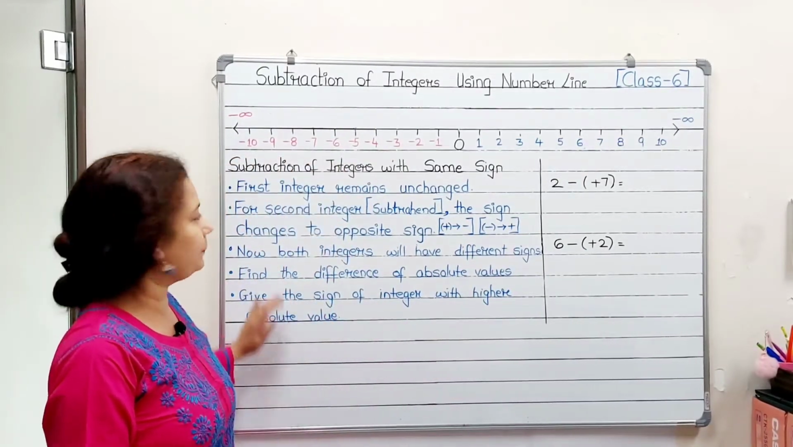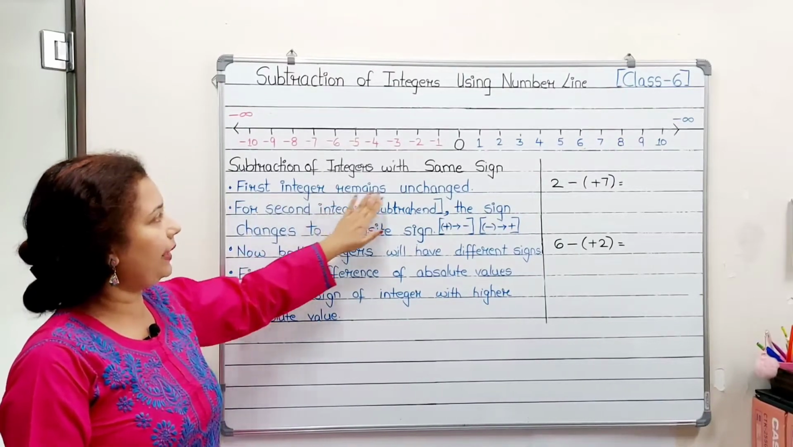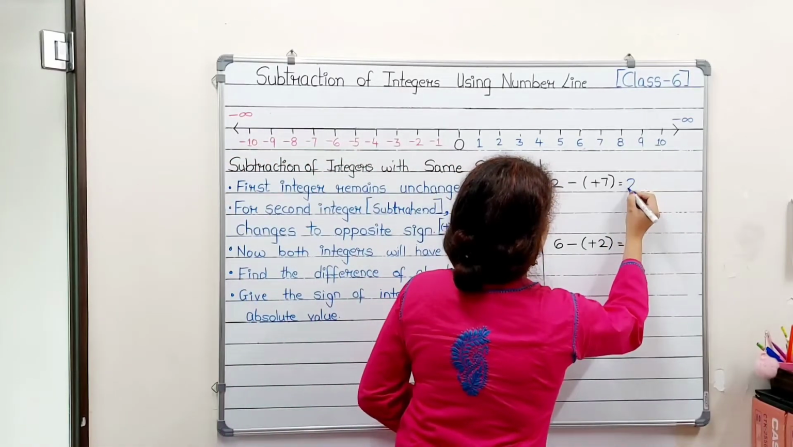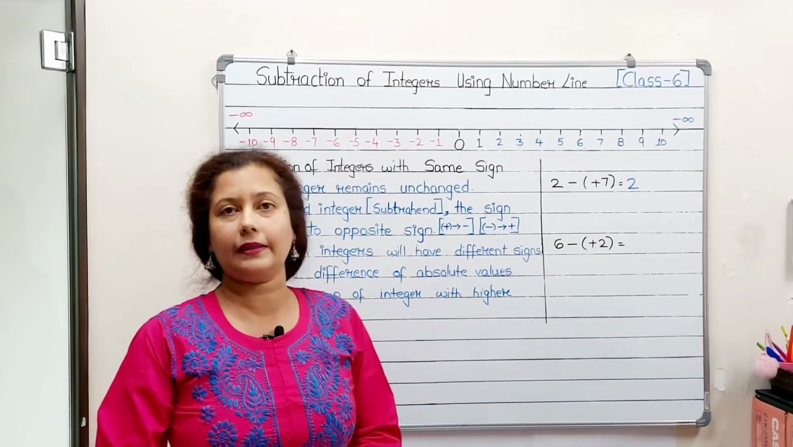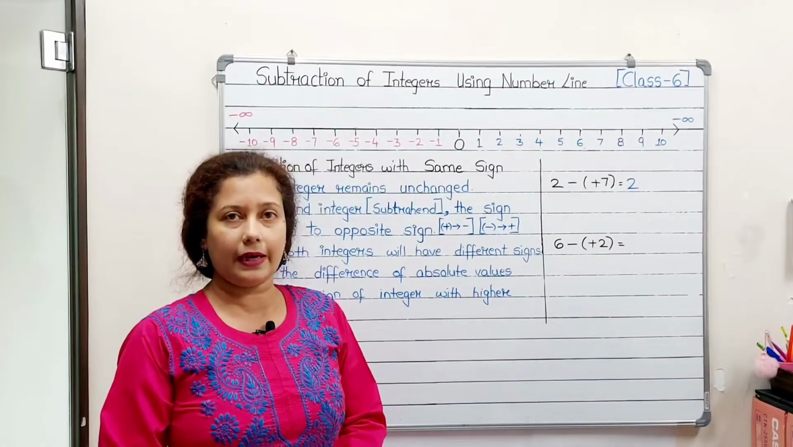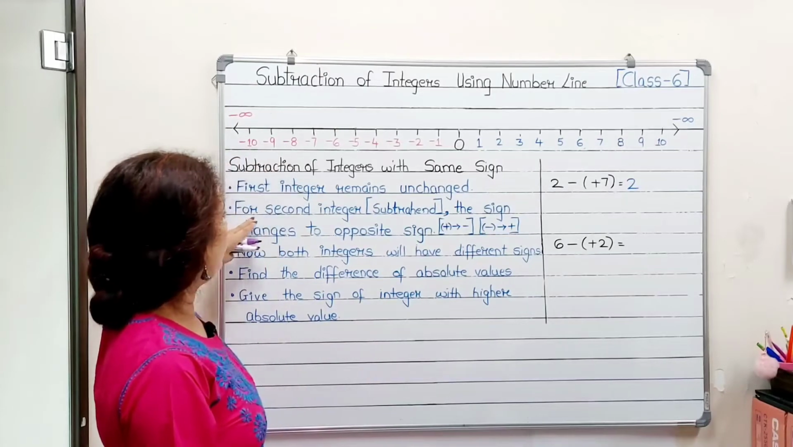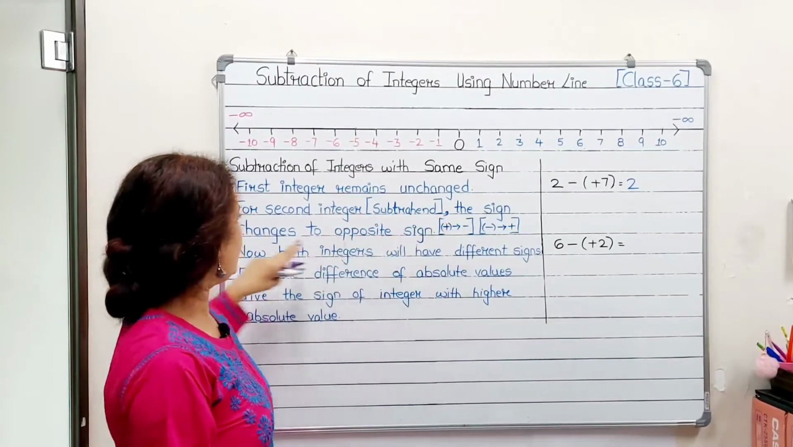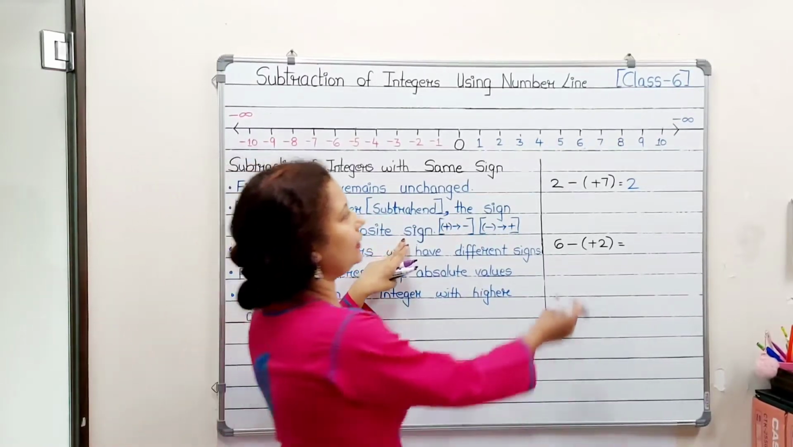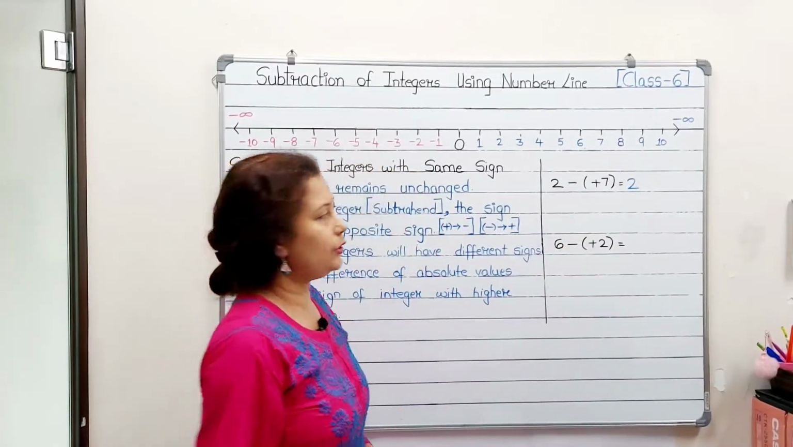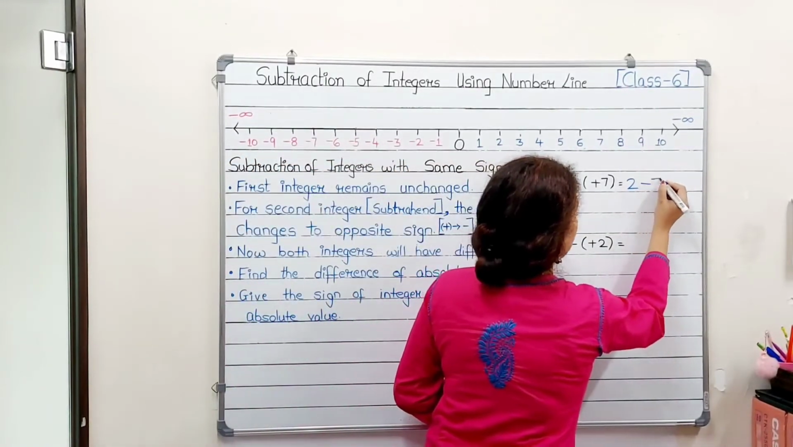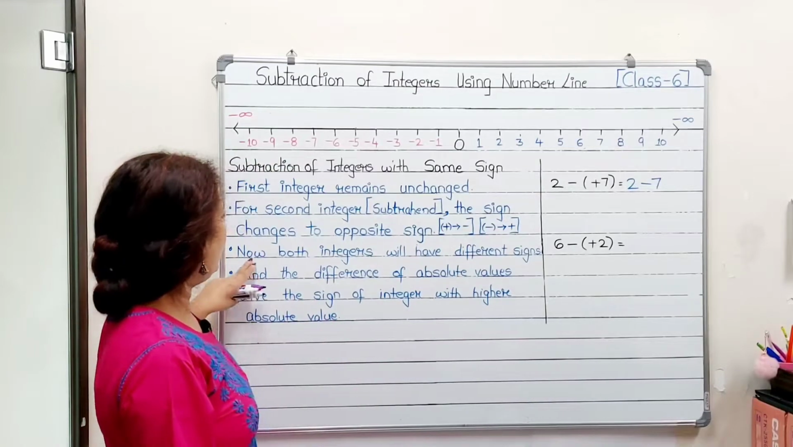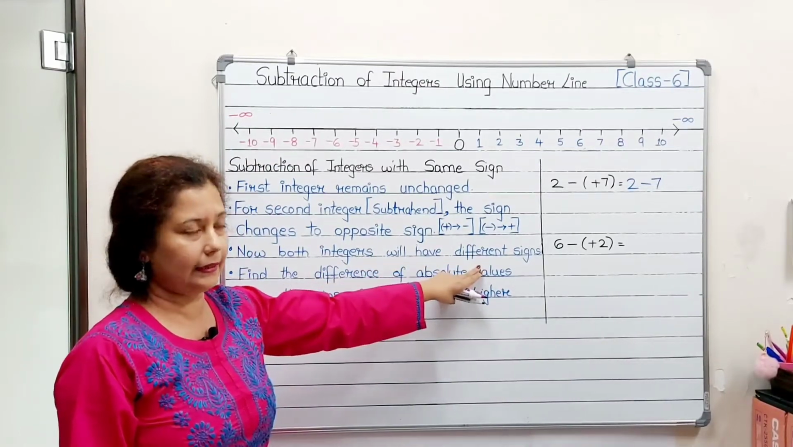the following steps. First integer remains unchanged. That means we will write the first integer without changing its sign. If it is positive, we will write it as positive. If it is negative, we write it as negative. For second integer, that is also called as subtrahend, the sign changes to opposite sign. Here, the second integer is positive, so it will become negative or minus 7, and if it is negative, then it becomes positive. Now, both the integers will have different sign.